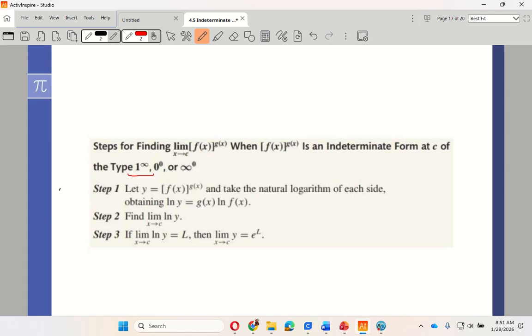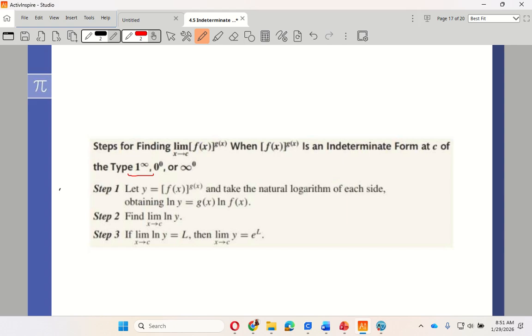Or infinity to the 0. That's another one. Because we know anything to the 0 power should be 1. But infinity, is it a number? Say no. It's an idea. If I can't put it on a number line, it is not a number.